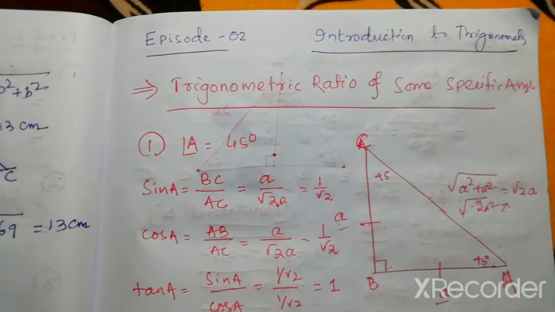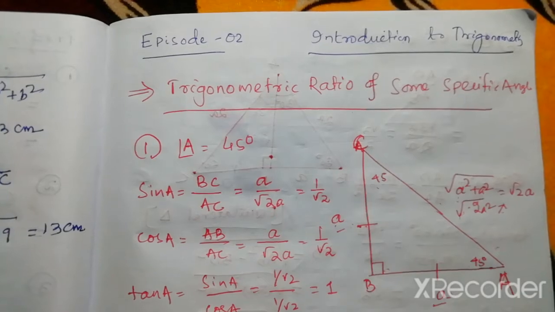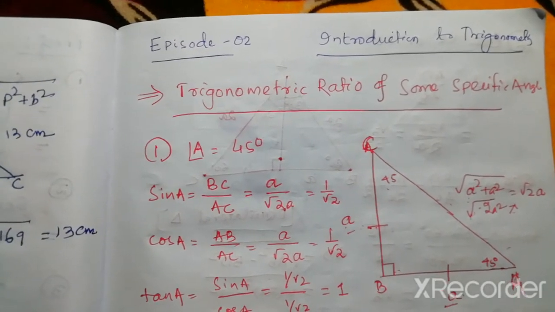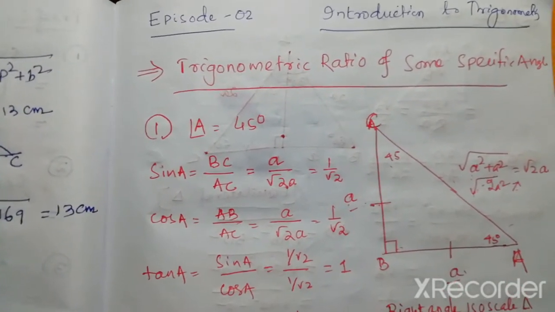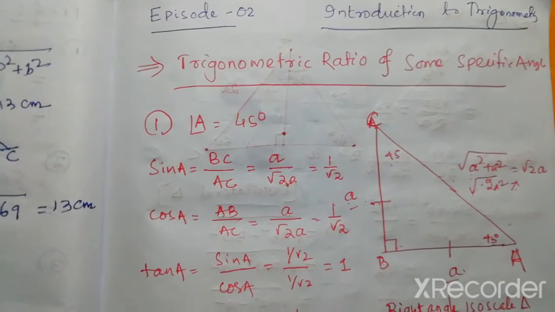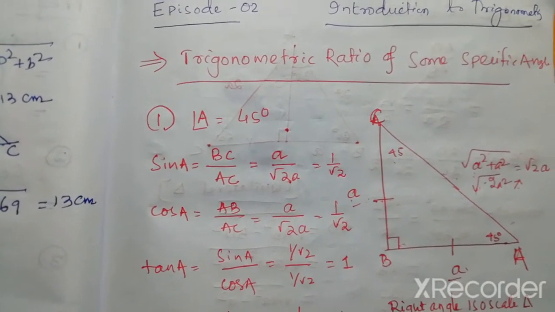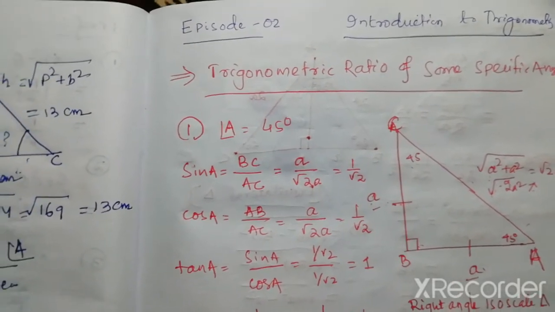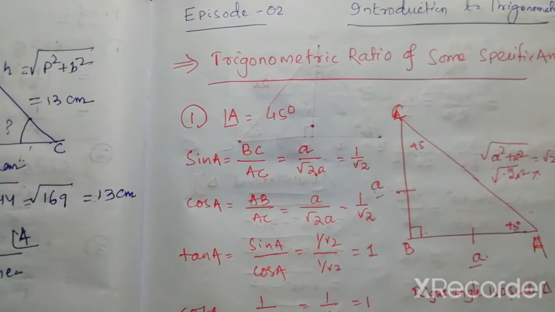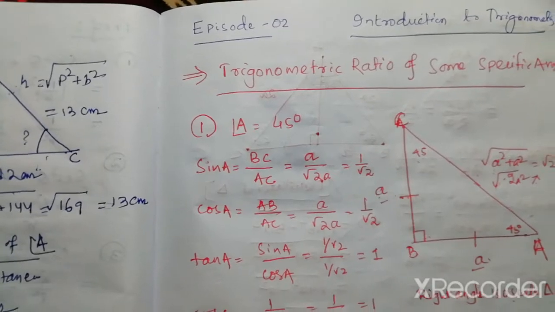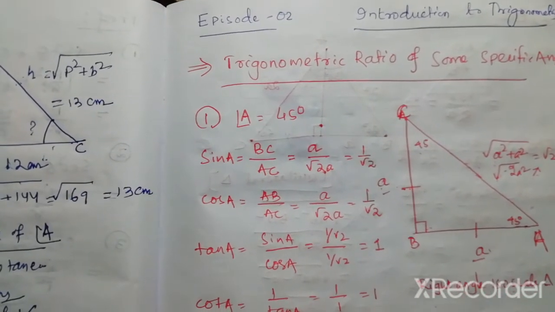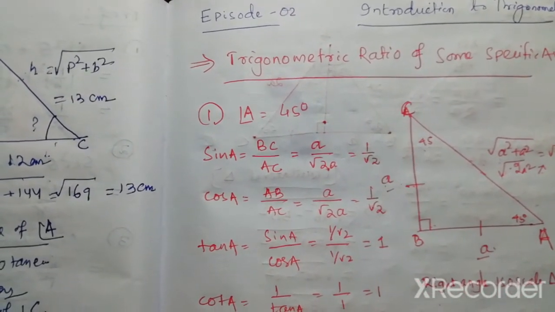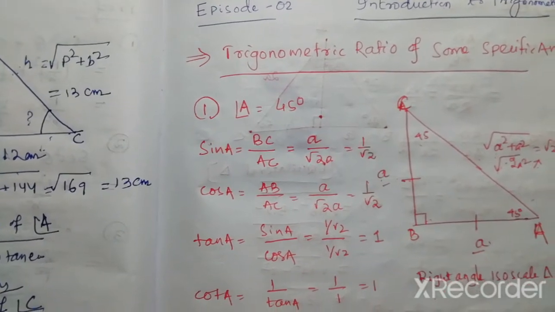Next, now we study the trigonometric ratios of some specific angles. Before, the formulas we learned were for general angles, with no specific value for the angle. Now the first specific angle is 45 degrees. How can we measure 45 degrees? Sin 45, cos 45, tan 45, cot 45, sec 45, cosec 45.